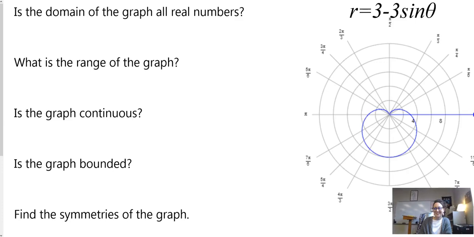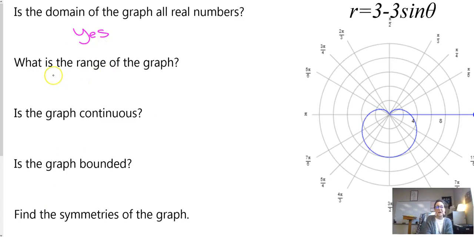All right, so let's continue analyzing that equation. Go ahead and write the equation as well as these questions that I have on the left, and this should match your MyMathLab work pretty much problem for problem. All right, we're back. So these are the types of questions you'll see on your assignment. So is the domain of the graph all real numbers? In other words, can I evaluate this at any angle that I want? Yes, absolutely.